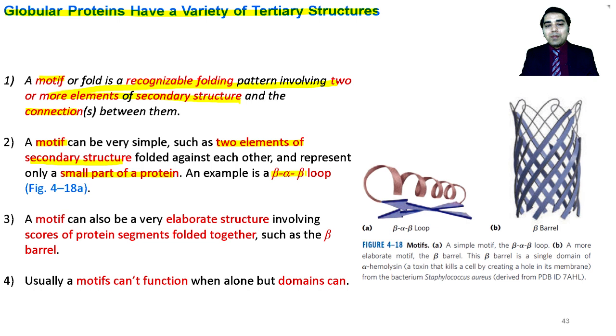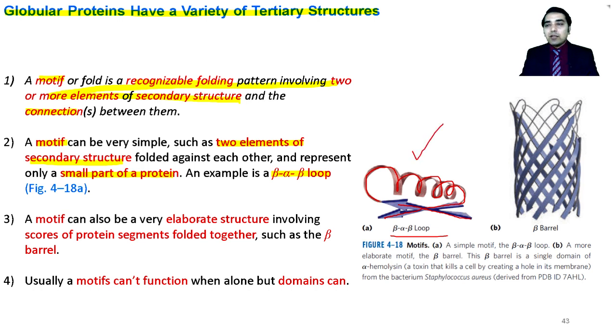For example, a beta alpha beta loop. We can see here this is the beta sheet, and this beta sheet is connected by this connection, and then starts the alpha helix. This one is the alpha helix. This alpha helix is connected to another beta sheet through a connection, and this makes the beta alpha beta loop. This contains more than two secondary structures, and this structure is called the motif.